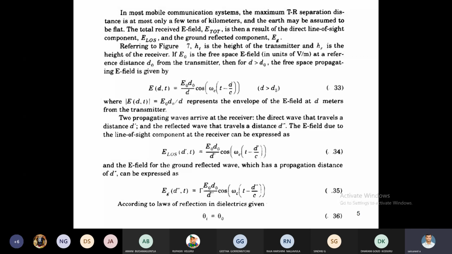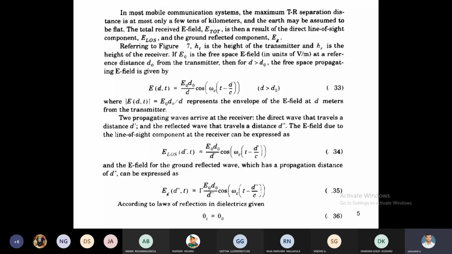Suppose we assume that the receiver is moved towards the transmitter. The original distance between transmitter and receiver is D. Now the receiver is moved towards the transmitter, and at that time the distance between transmitter and receiver is D naught. At that time, we assume that D is greater than D naught.